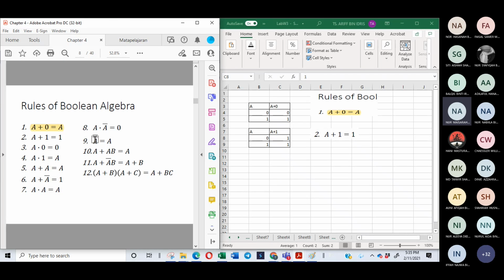Okay, let's say here we have the double bar. Double bar means that we complement two times. So we have here A, and then we have A bar, and then the A bar, you bar again, A double bar, means that you complement twice.